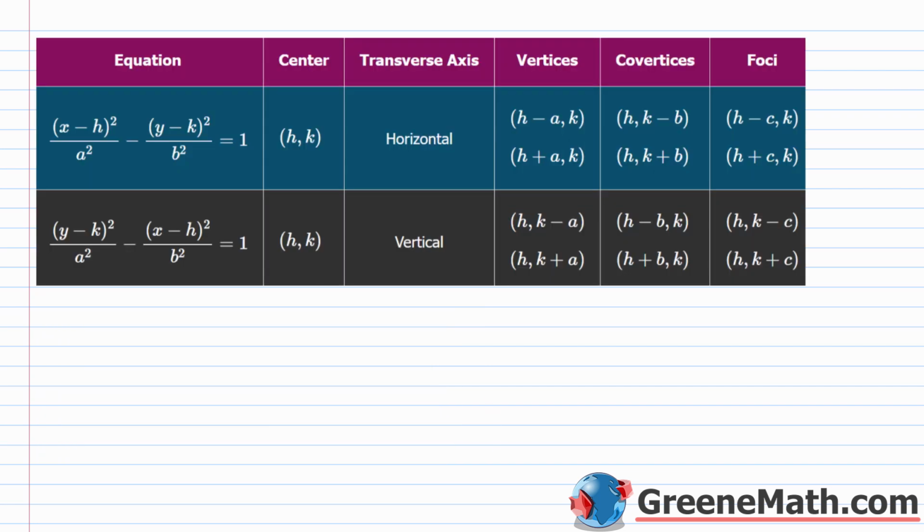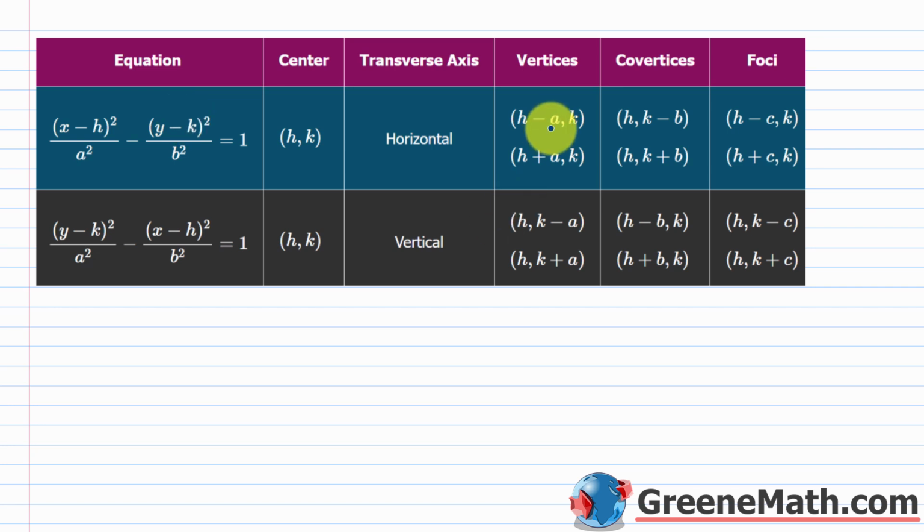So you can use this, and I'm going to put this as a reference in each problem. If your transverse axis is horizontal, remember that means we're opening to the left and opening to the right, well, your equation is x minus h quantity squared over a squared minus y minus k quantity squared over b squared is equal to 1, and your center's at h, k. All I did was replace x with x minus h and y with y minus k in the formula that we talked about earlier.